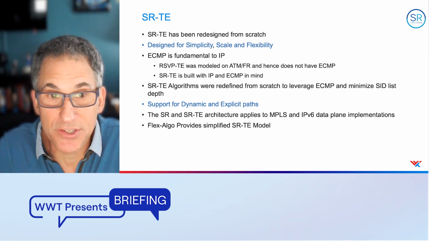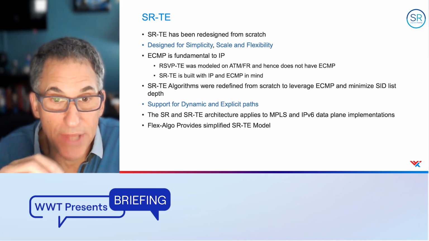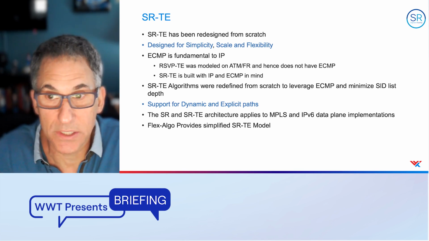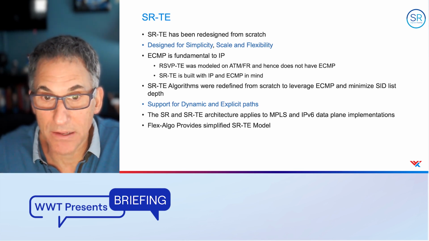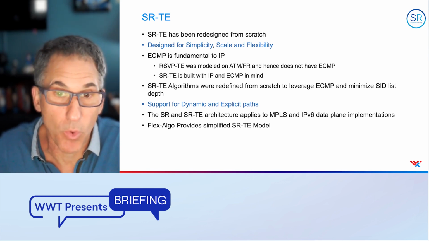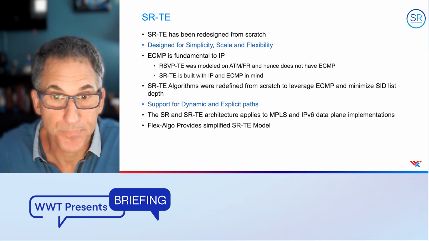and minimizing the SID list depth, which means the label stack in SR-MPLS is relatively small in almost all cases, because we're going to just send the packet, let it be load balanced, and then when we need to force it along a particular link or path, we'll do that. But otherwise, we'll take advantage of ECMP.